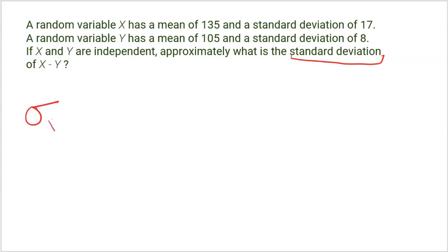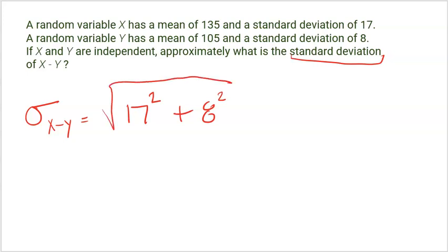So the standard deviation for x minus y is going to be, oh boy, what most kids do is they'll do 17 minus 8. Gosh, that's going to get you the wrong answer. Some kids will do 17 plus 8. That's going to get you the wrong answer. You got to do 17 squared. That's the variance for x. Plus 8 squared. That's the variance for y. And then square root all that.